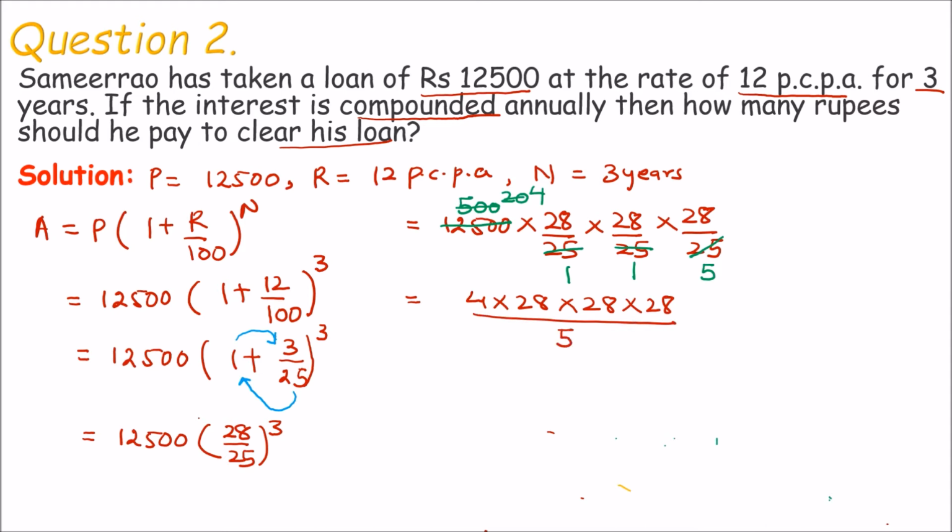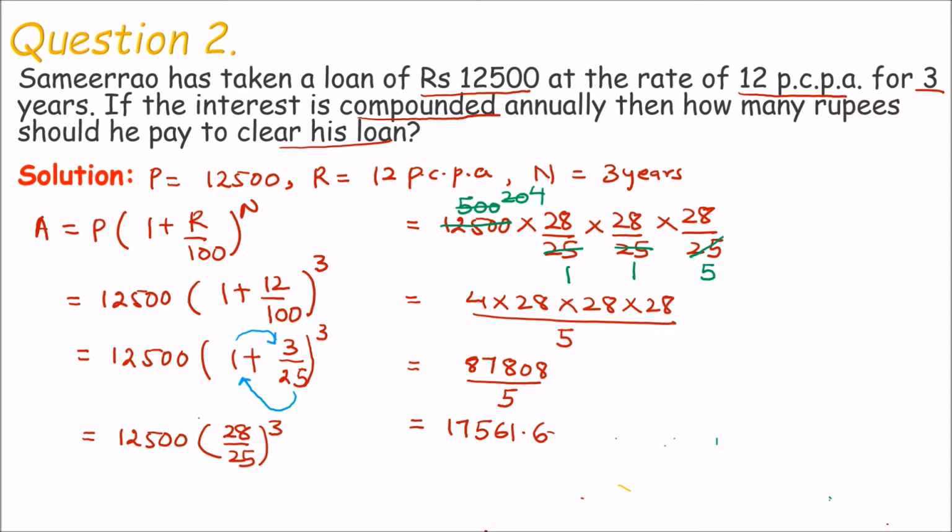Now we will multiply 4 by 28 into 28 into 28. So what will we get if we multiply this? We will get 87,808 divided by 5. So when we divide this by 5, we will get 17,561.6, and that is the amount which he has to pay to clear his loan.